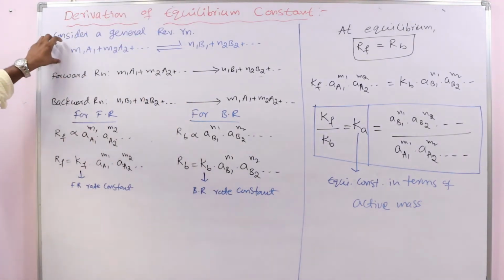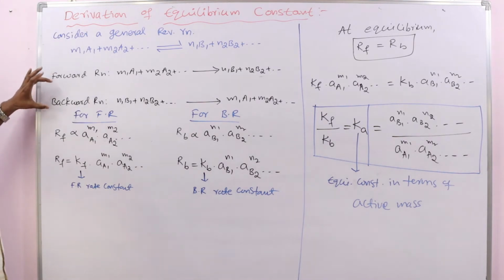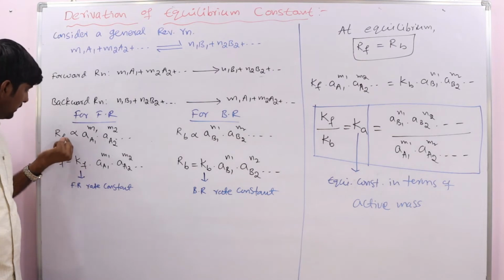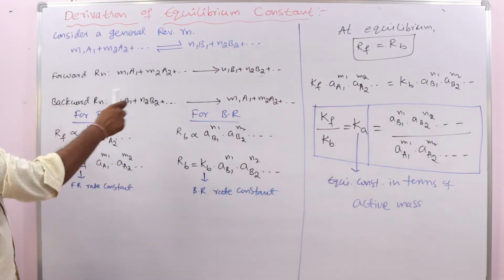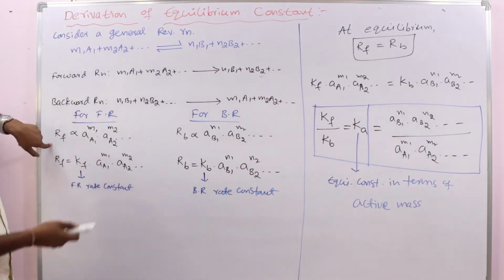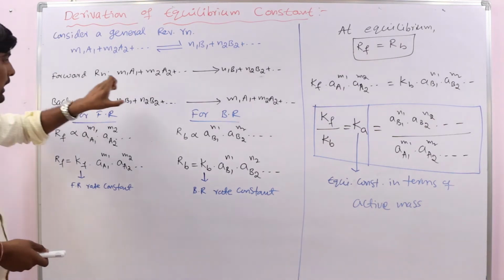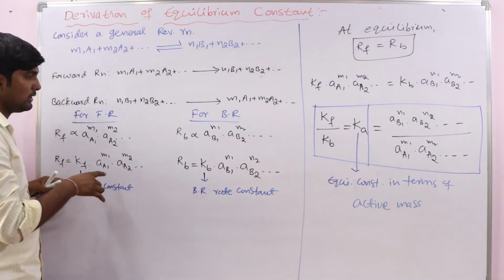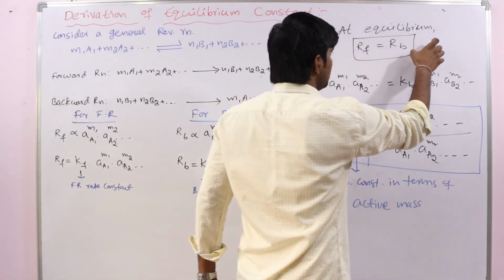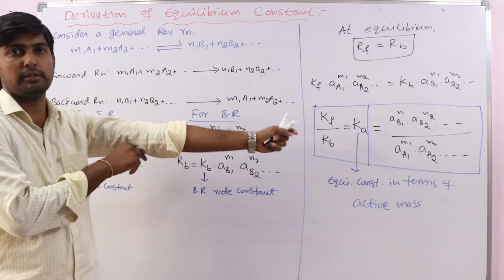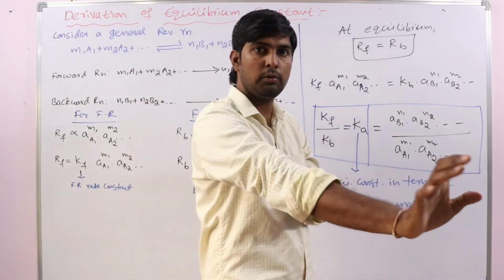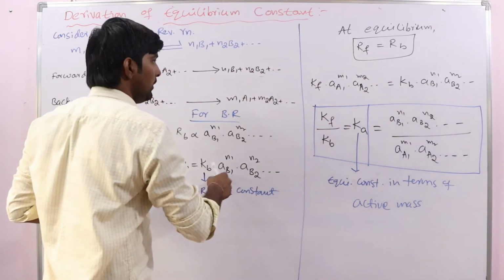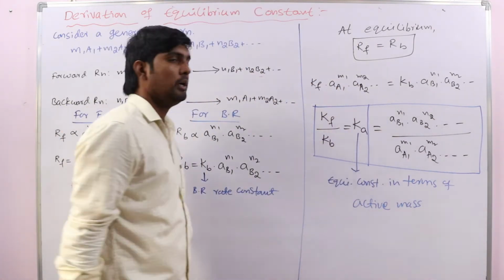First we take a general reaction. We write the forward reaction and the backward reaction, and we write the rate equation, the rate law, for each. We apply the law of mass action to the forward reaction and the backward reaction. At equilibrium, the essential condition is that the forward reaction rate equals the backward reaction rate. After substituting these two and rearranging, we get this relation.